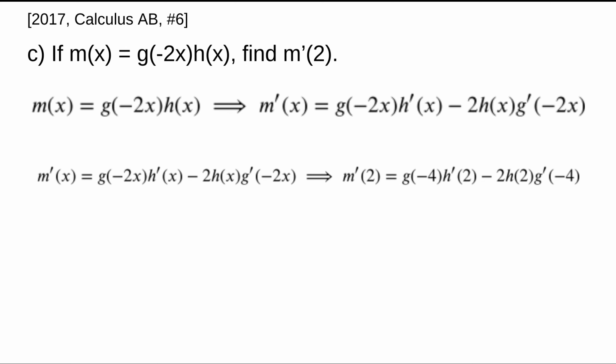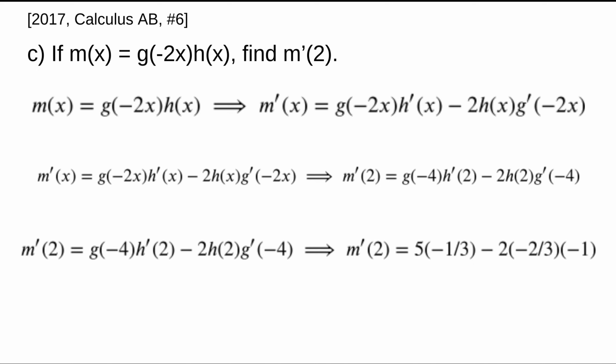So if I want m prime at 2, I need g of negative 4 times h prime of 2 minus 2 times h of 2 times g prime of negative 4. Keep substituting in values when I can find them. M prime of 2 is 5 times negative 1/3 minus 2 times negative 2/3 times negative 1. Technically, this expression right here should be all you would need for this since all the calculus is done. It's all arithmetic after this. If you simplify all of this, eventually you do get negative 3.